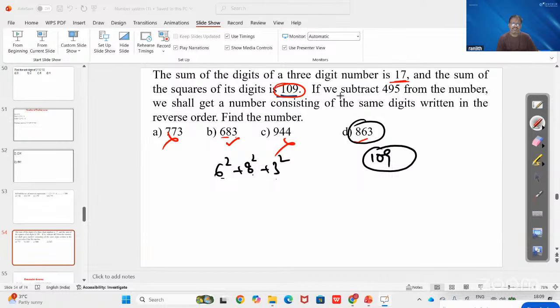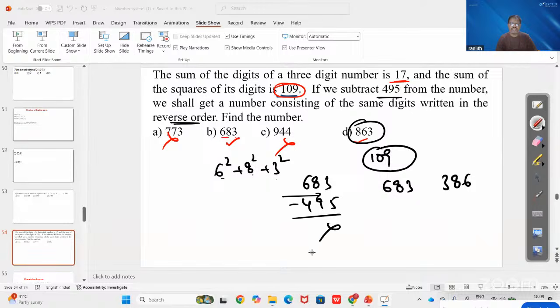What is the next statement? If we subtract 495 from the number, we shall get the number consisting of the same digits written in the reverse order. So 683 minus 495. What is the reverse of 683? The reverse of 683 will be 386. We won't get 386 here, so it is not possible. The remaining one is 863 minus 495. We are getting 368. So the answer is 863.